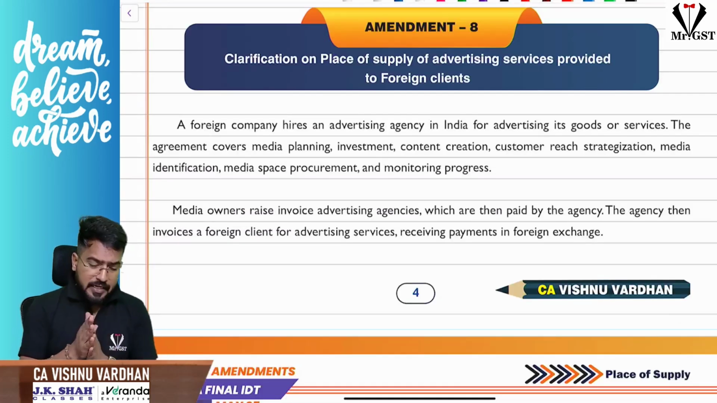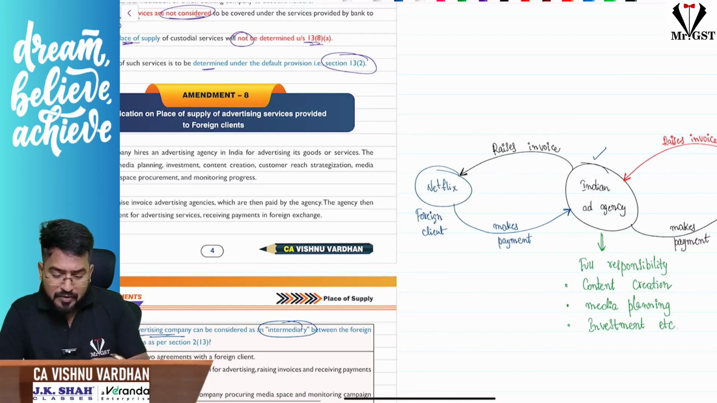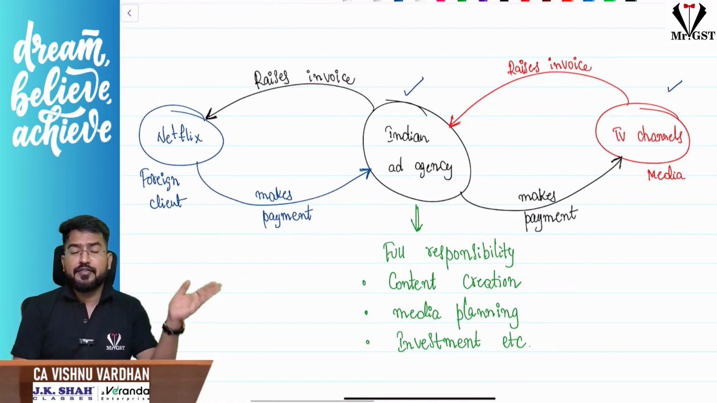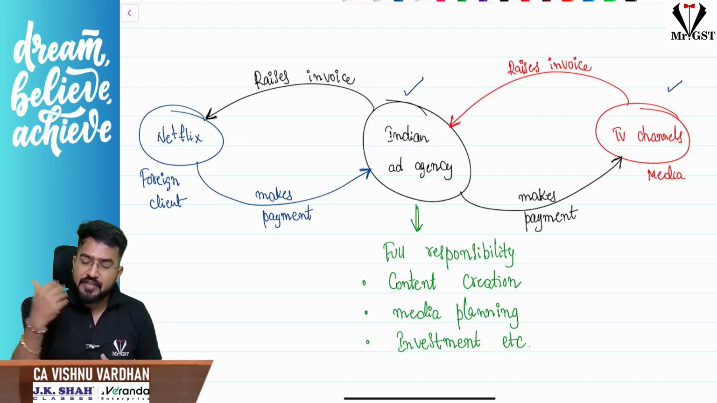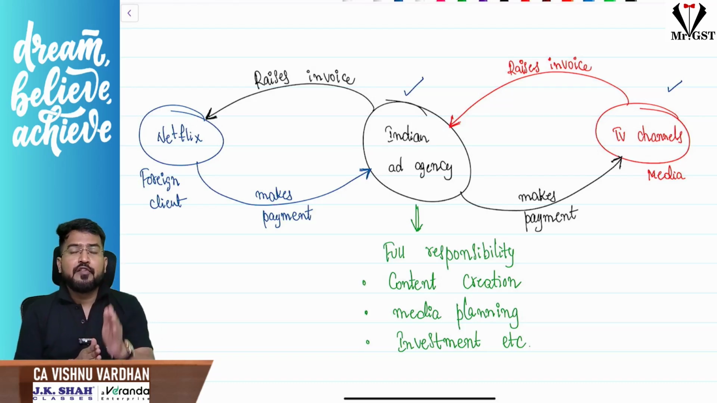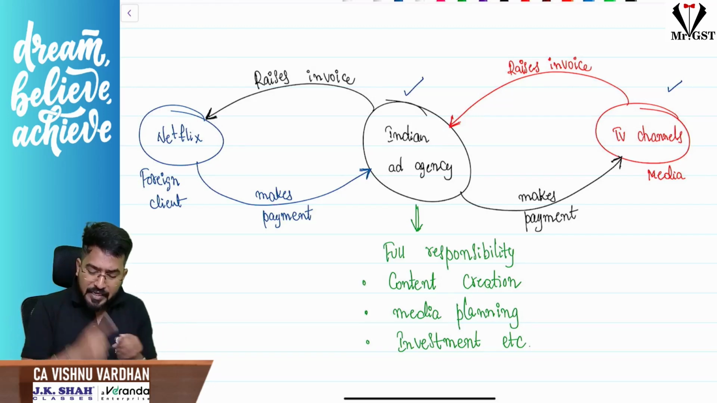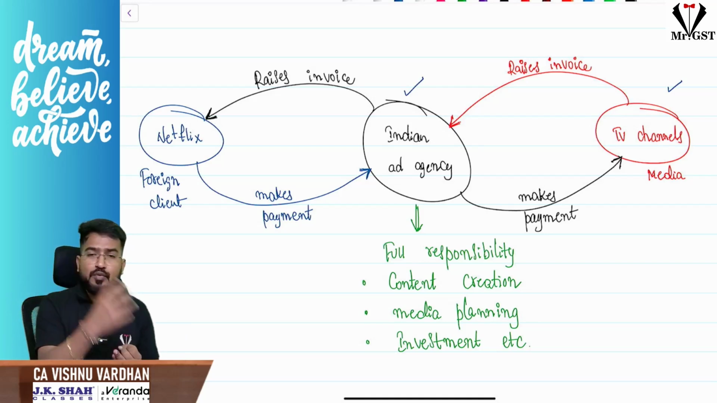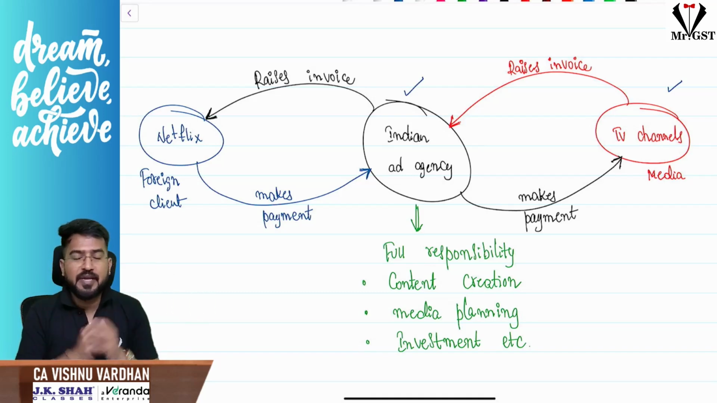So the next one is the clarification on place of supply for advertising services provided to foreign clients. Now see, for example, there are foreign clients like Netflix, and they want to advertise their service or product in India, in Indian media or the news channels, TV channels. For that, they are taking the services of an Indian ad agency. The Indian ad agency is taking full responsibility regarding content creation and media planning. That means in which media channels it should be advertised, how it should be advertised, and what is the investment per item. Everything, complete responsibility is taken by the Indian ad agency.